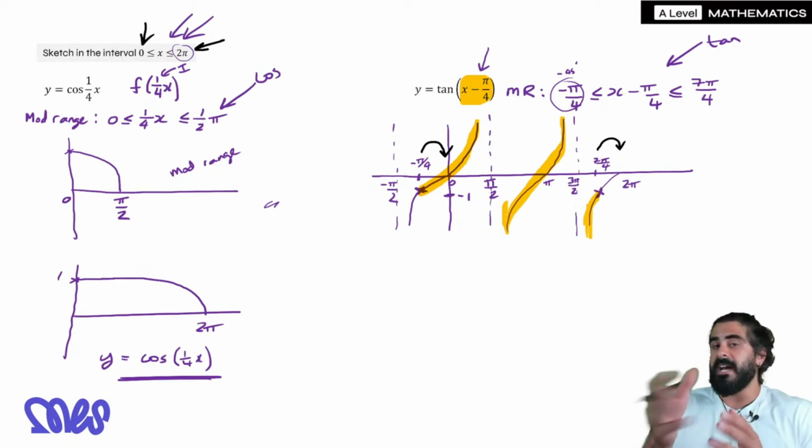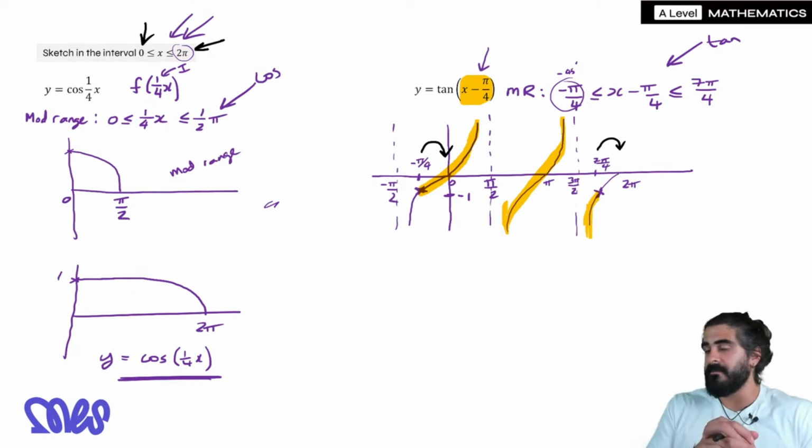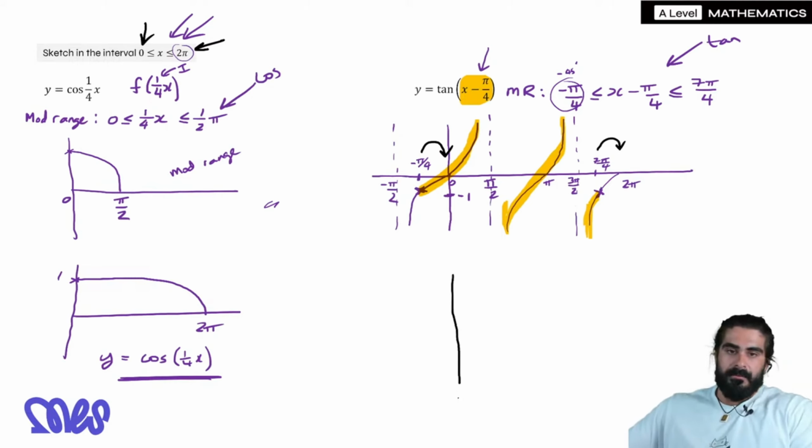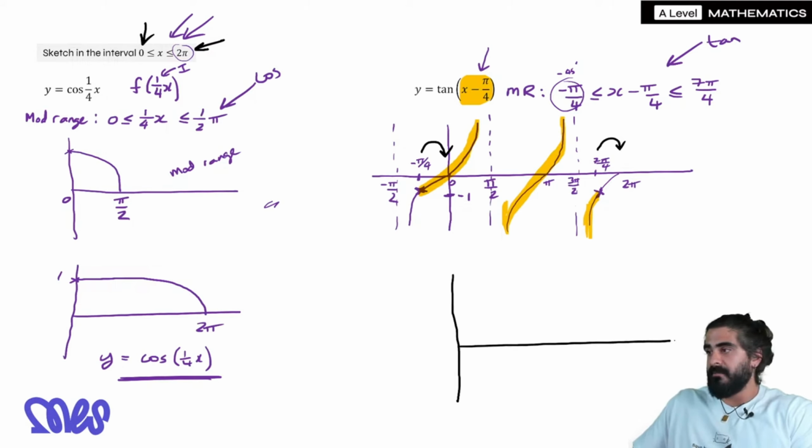All I need to do is add pi over 4 to the x values. That's it. So redrawing it, I'm literally just drawing the highlight. You can see the highlight starts at minus 1 here. So it starts at minus 1 here. And then it comes up. You can see I've literally just copied that.